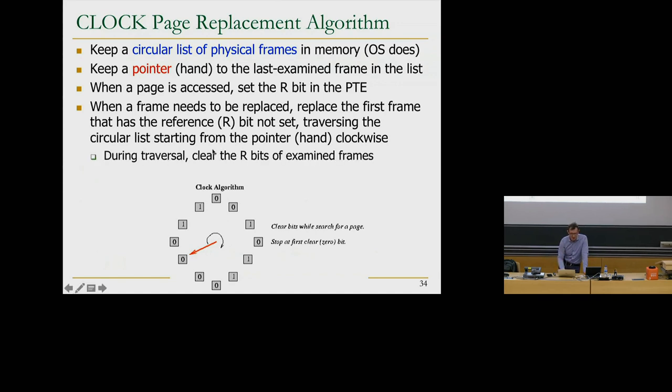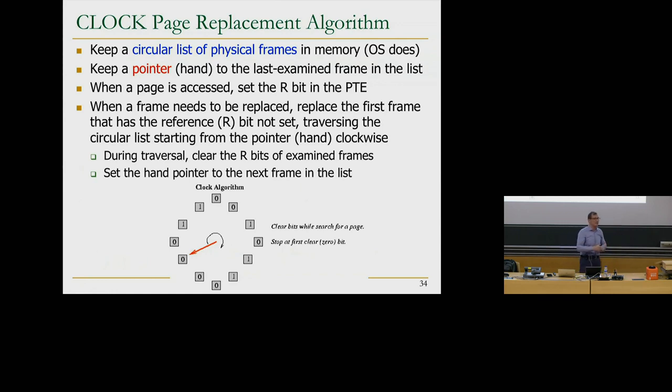And during traversal, as I said, you clear the reference bit or access bits of the examined frames so that the next time you come to them, you can replace them, assuming they're not going to be accessed in between, right? And then you set the hand pointer to the next frame in the list after you do the replacement, so that the next time, the thing that you're going to consider for replacement is not the page frame that you just replaced, that you just allocated. You just move to the next one.